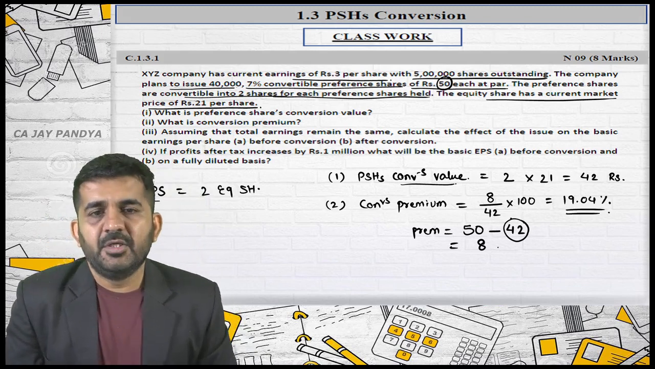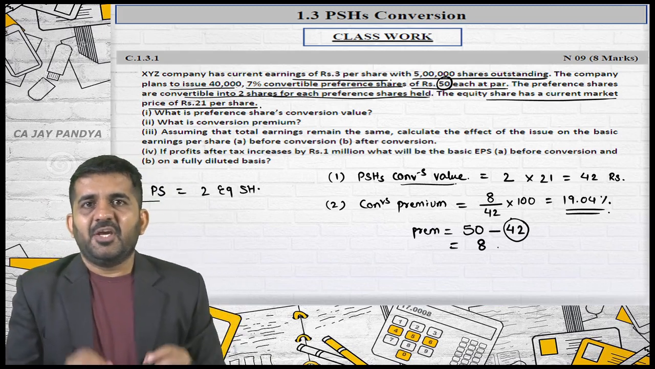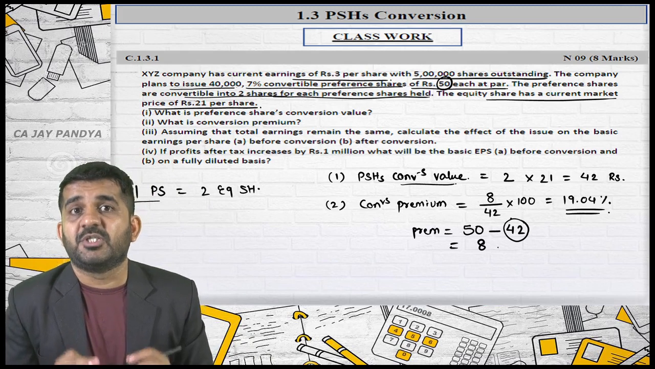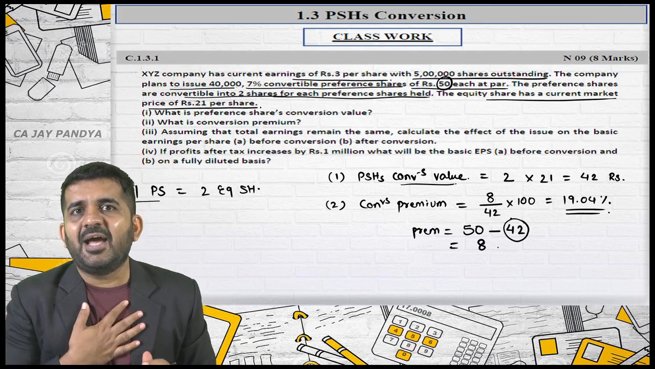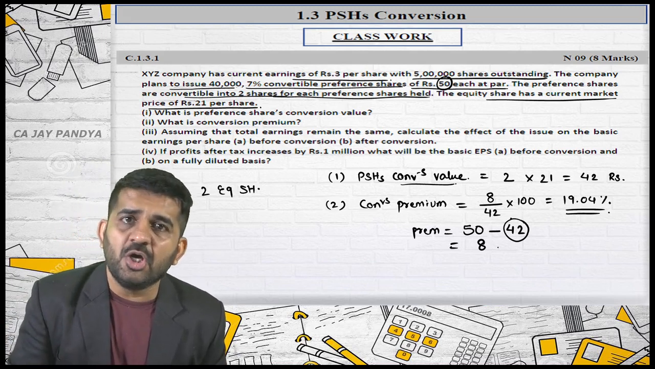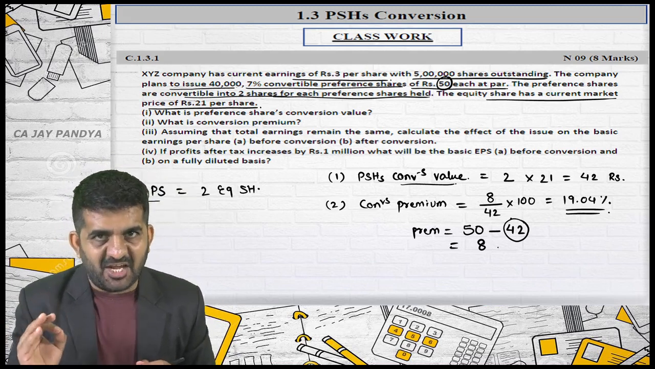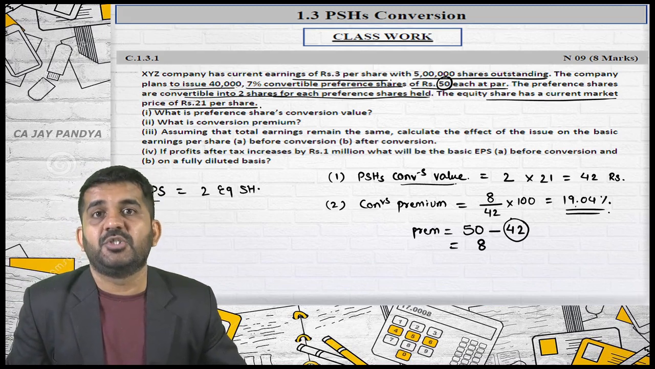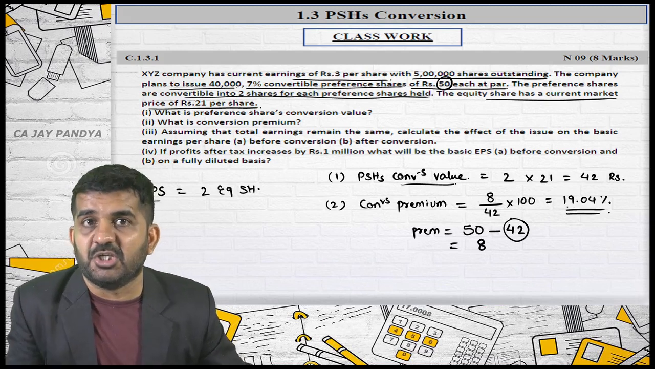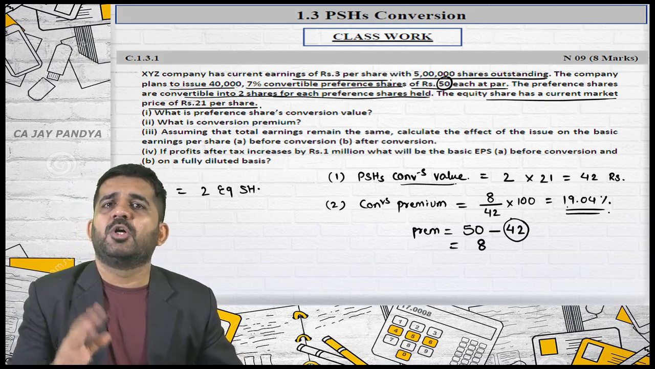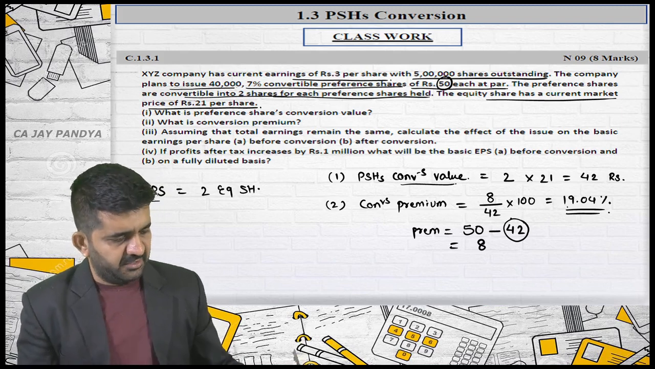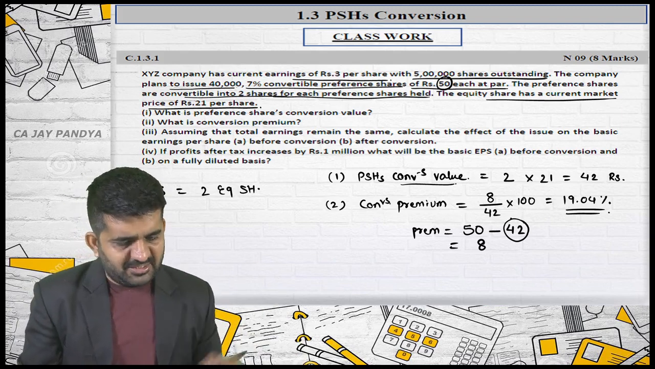Is it alright? See, what does this mean? If the share price increases by 19.04% or more, then I will have an incentive to convert my preference shares into equity shares. If the share price increases by 20%, believe me, I should convert my preference shares into equity shares, because now I will be getting that benefit. This is conversion premium.